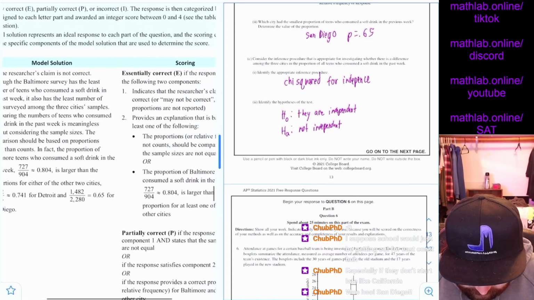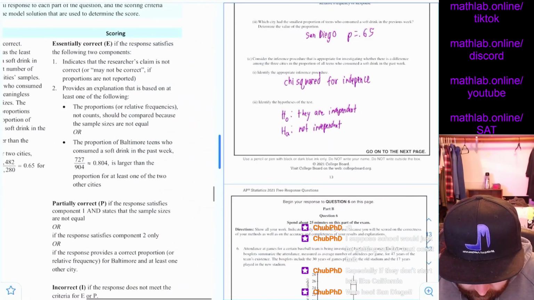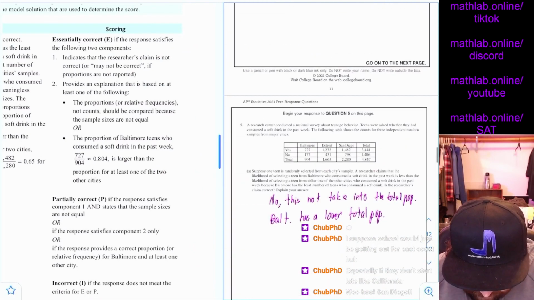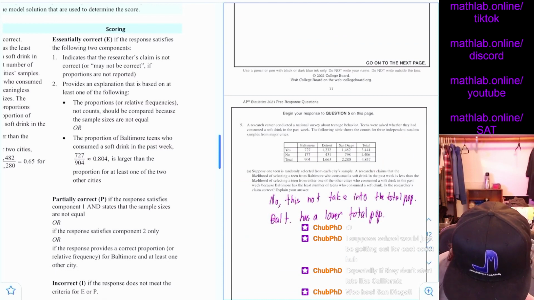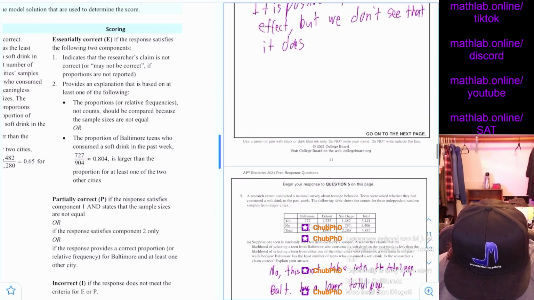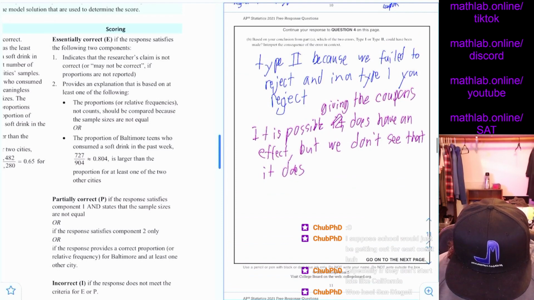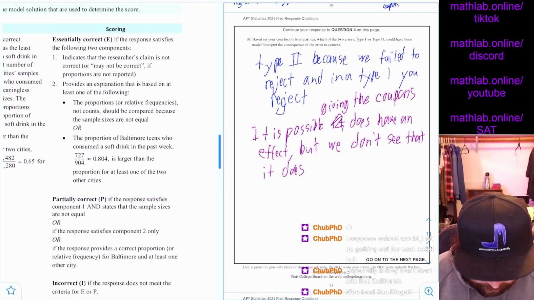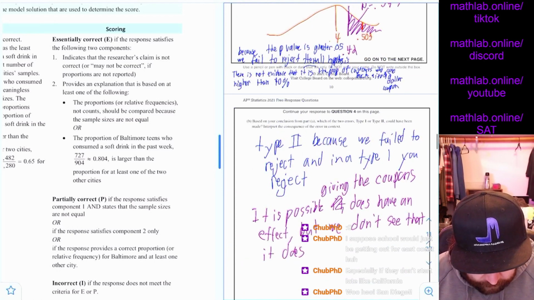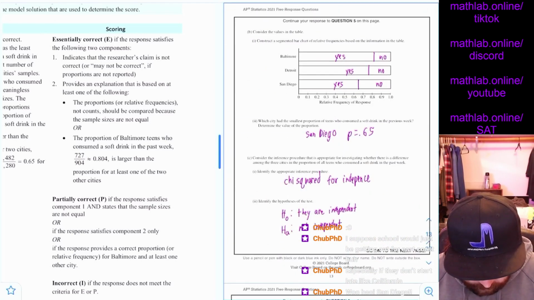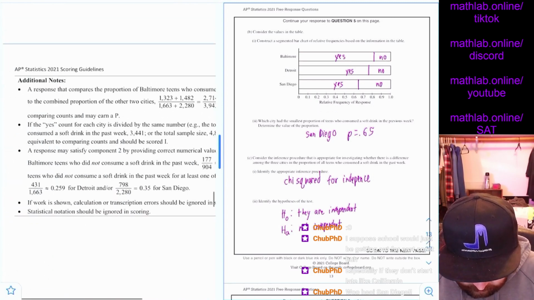Okay. No, it's not correct, even though it is true. Identifies research is not correct. Provides explanations based on the proportions and relative frequencies should be compared as the sample sizes are unequal. The proportion of Baltimore teens who consumed is larger than the proportion for at least 2 of the cities. Oh, right. Well, I said the total population should be used. I think that's fair. Okay. Next.